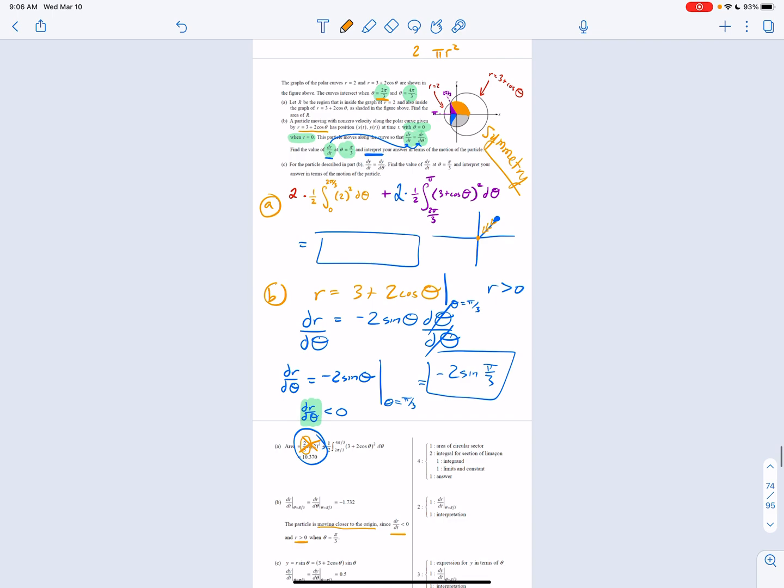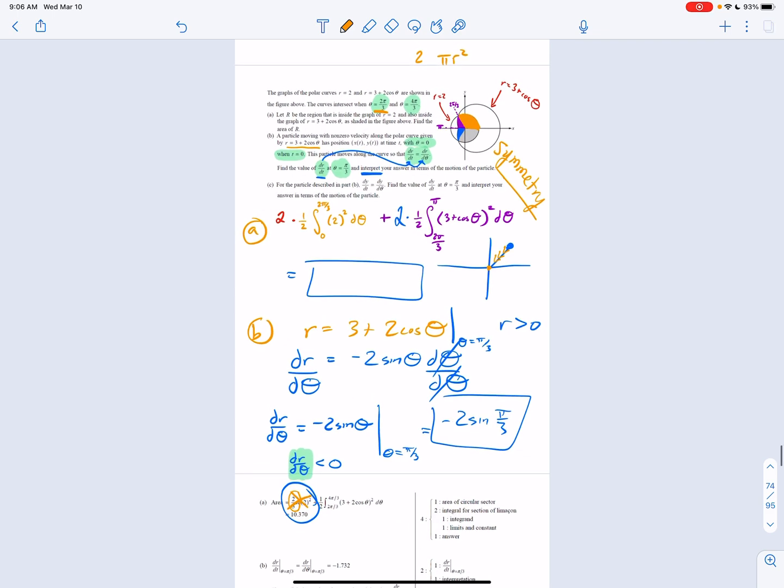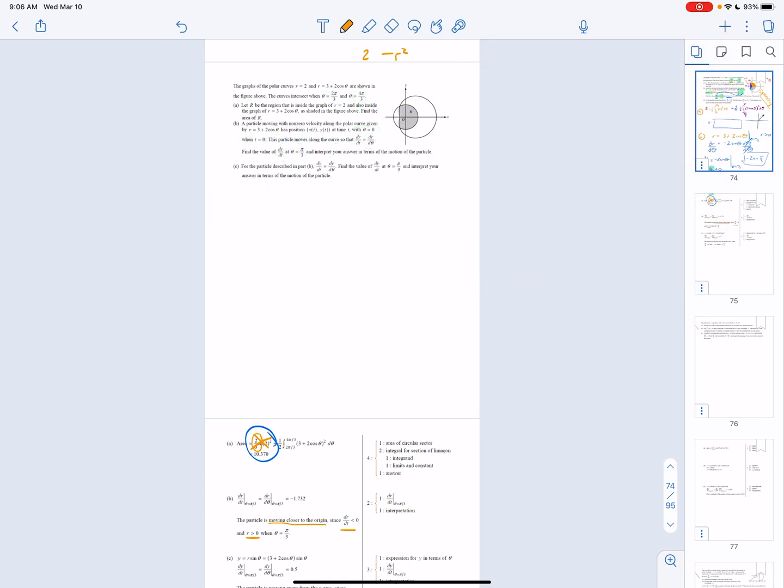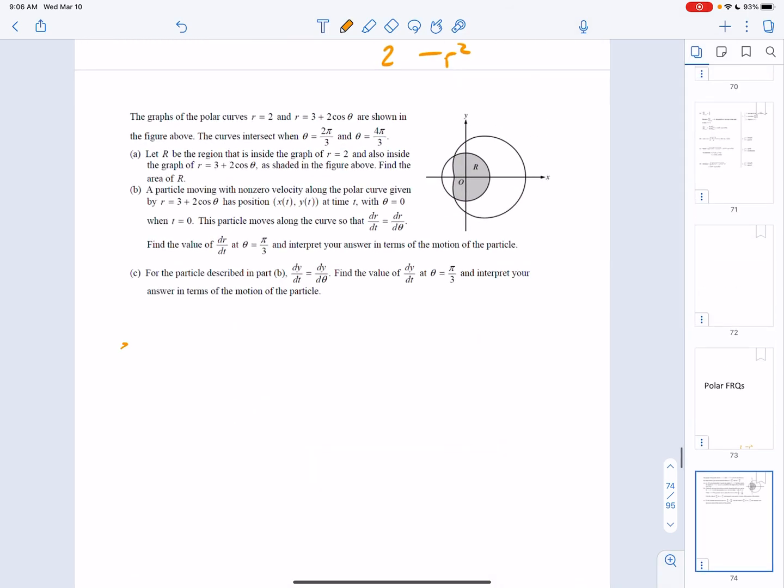Okay, I'm running out of space here. Let me go ahead and clear this. Hopefully it doesn't clear everything. Okay, cool. Here's part C. Okay, for the particle described in part B, dy/dt is equal to dy/dθ. Find the value of dy/dθ at θ equals π/3.